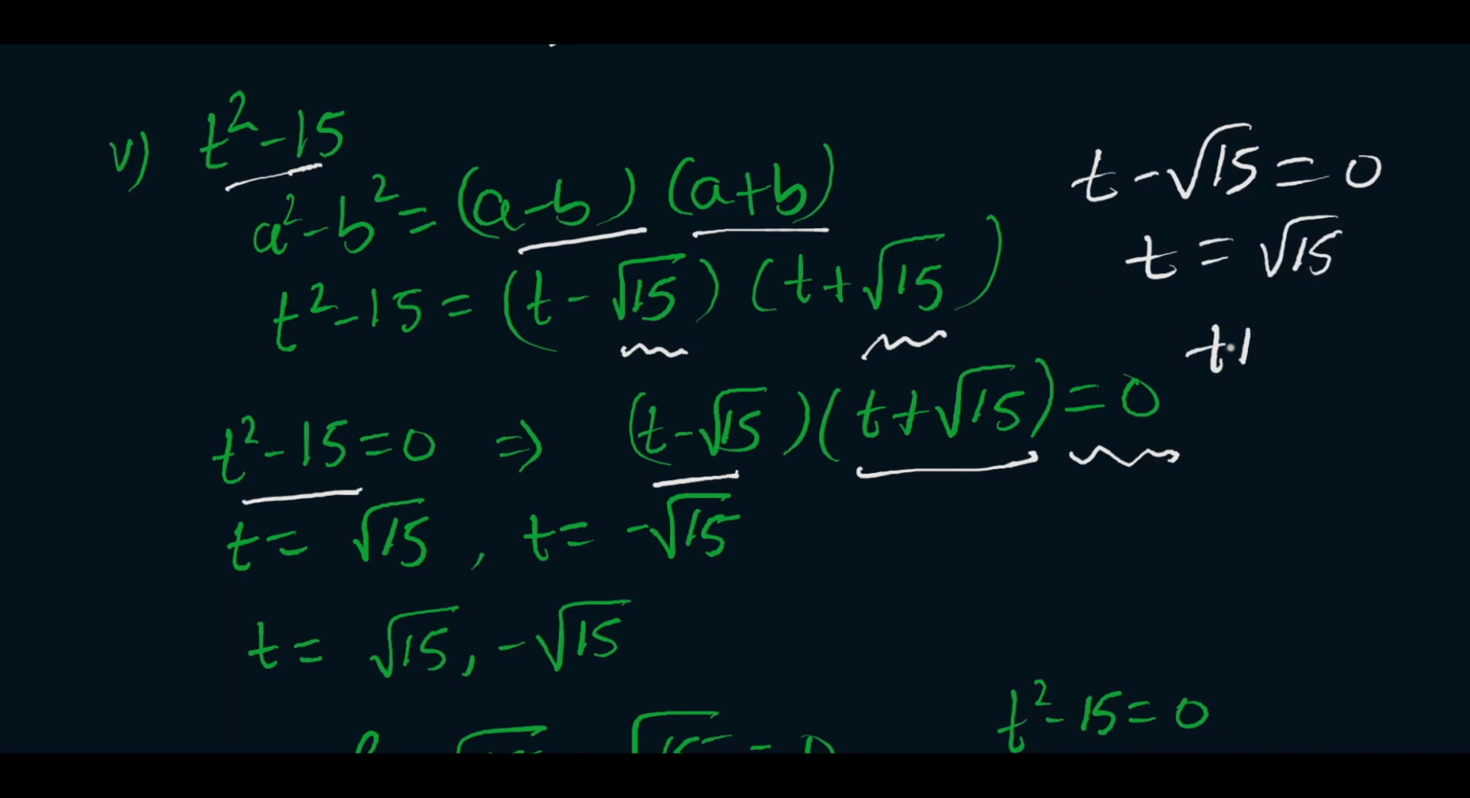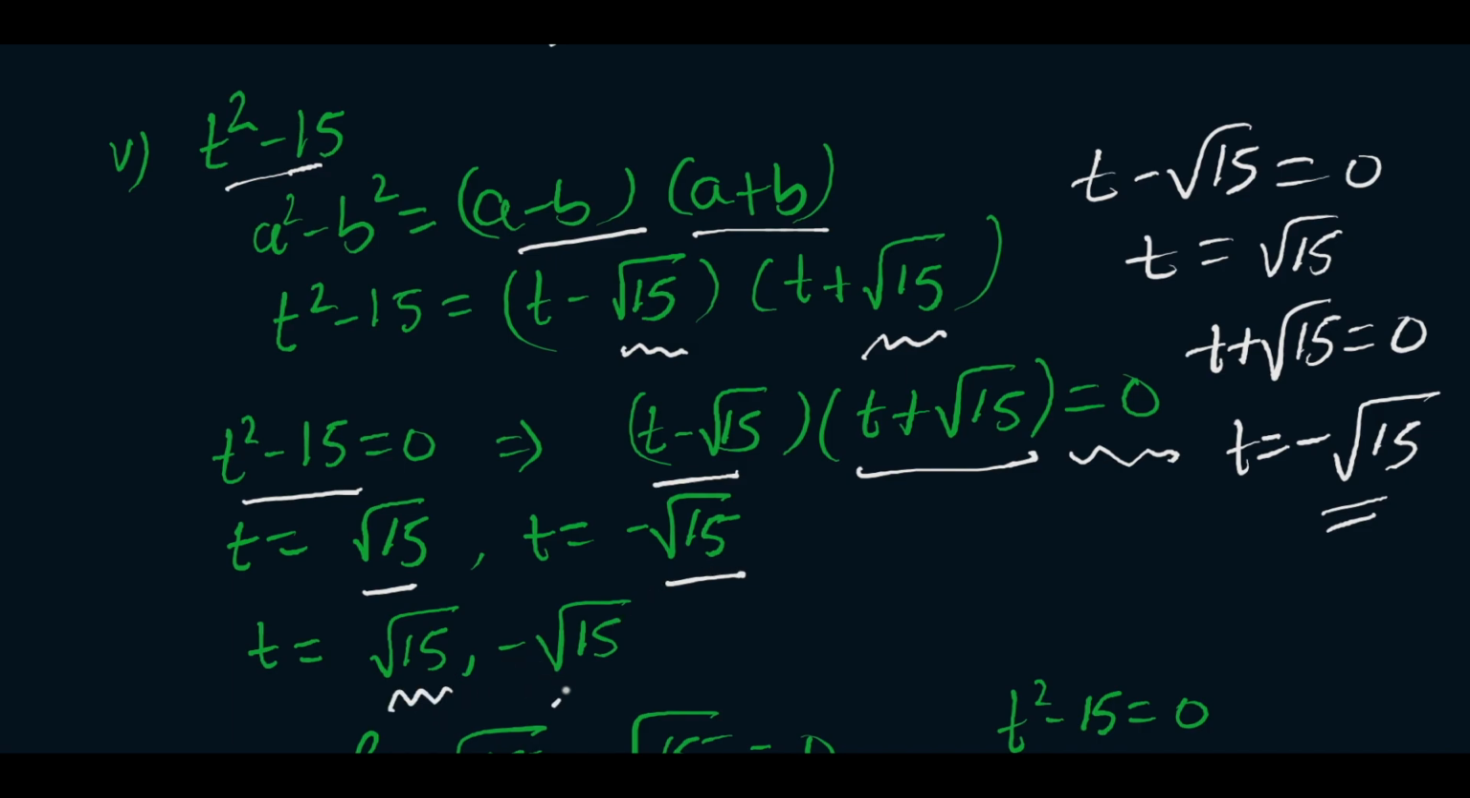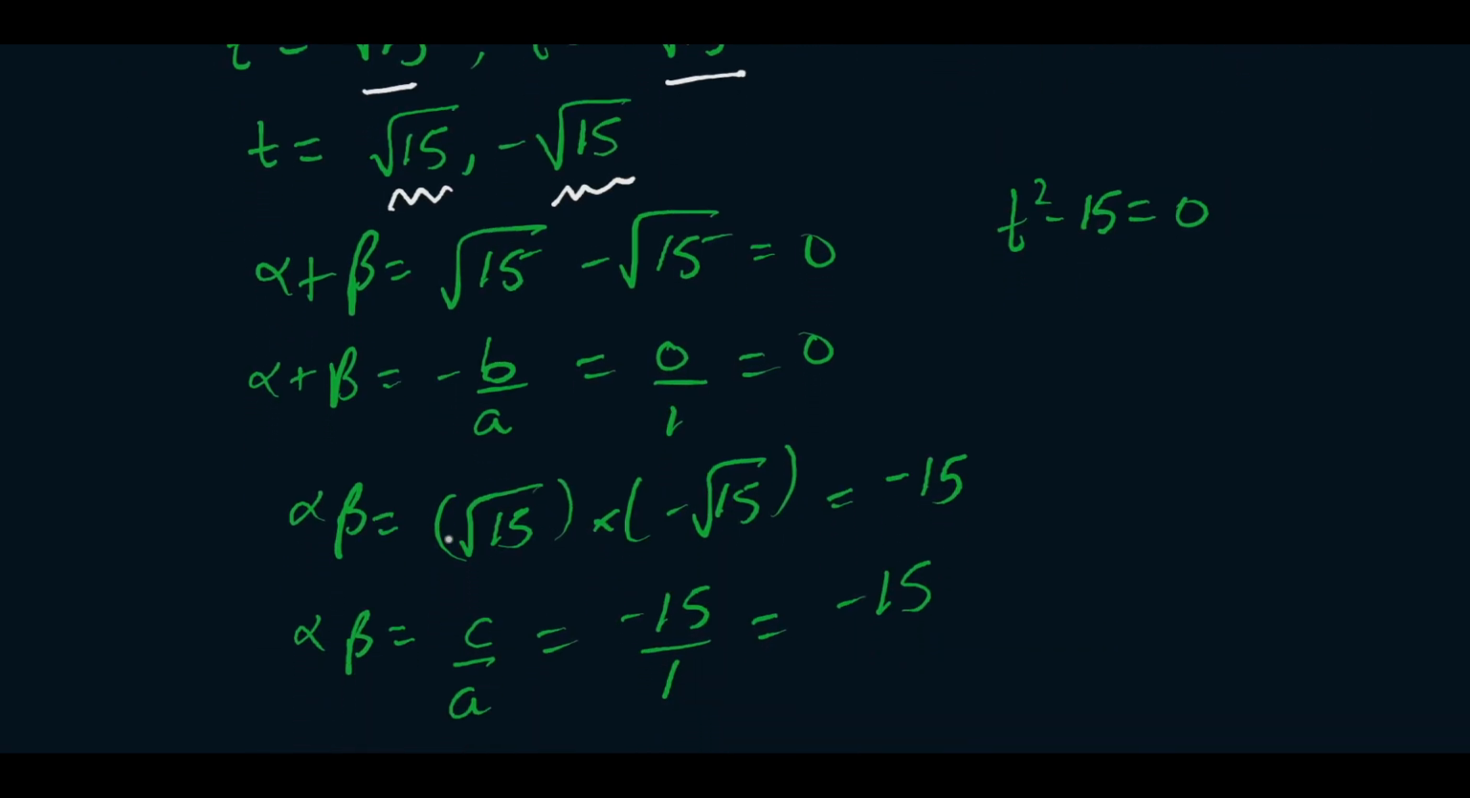Also t plus root 15 is equal to 0. So t is equal to minus of root 15. So the values of t are root 15 and minus root 15. So our alpha is root 15, beta is minus root 15. So alpha plus beta will be equal to root 15 minus root 15, which is equal to 0.